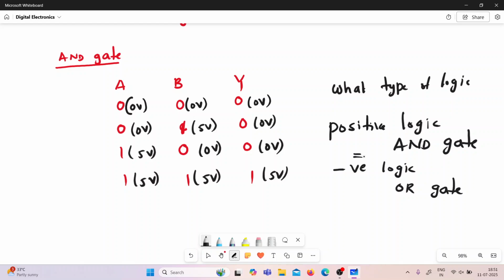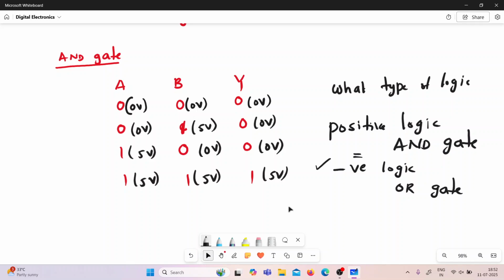These two are equivalent. The positive logic AND gate is equivalent to the negative logic OR gate. Okay, this is very important. In the options, the AND gate is not given directly, but only OR gate options are there: positive logic, negative logic, or none. Then you have to choose the negative logic OR gate. So the positive logic AND gate is equivalent to the negative logic OR gate. How are we getting this? By using the property of dual.